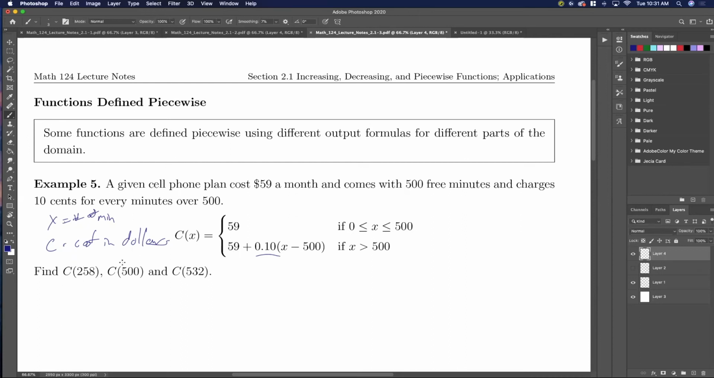So here I'm going to evaluate this a couple of different ways. When I use 258 minutes, how much does my cell phone plan cost? X is the number of minutes. This one costs $59. And when I use 500 minutes, how much does the plan cost? $59.